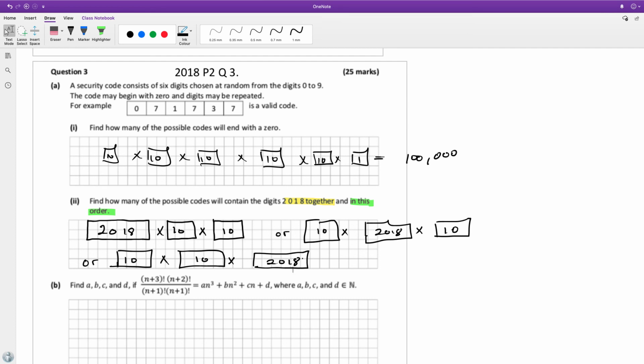How many possible codes do we reckon? 300. This can only happen one way. Then it's by 10, which is 100. That's 10 by 1 by 10, which is 100. And this is 10 by 10 by 1, which is 100. So it's 100 plus 100 plus 100, which is equal to 300.